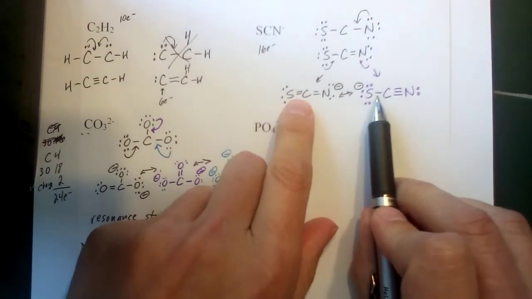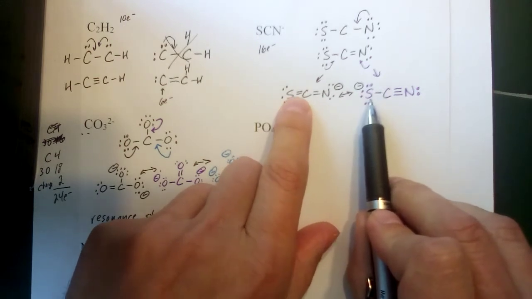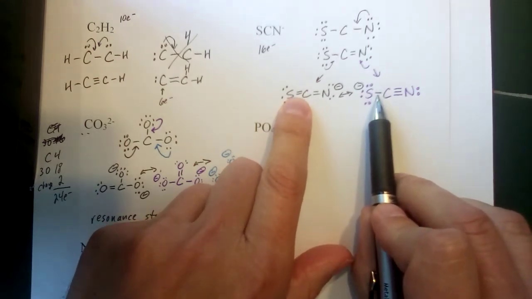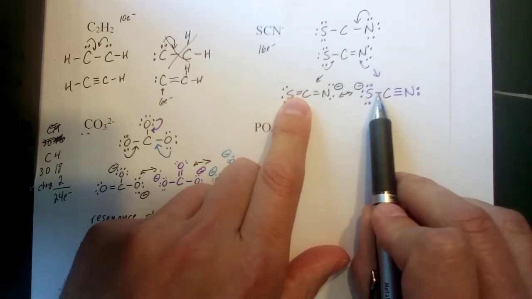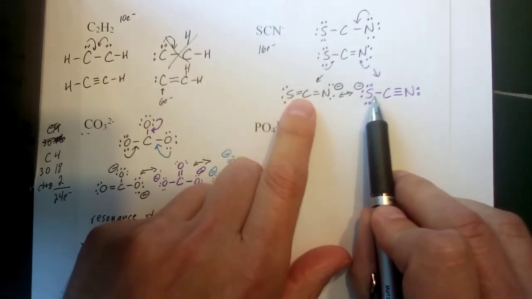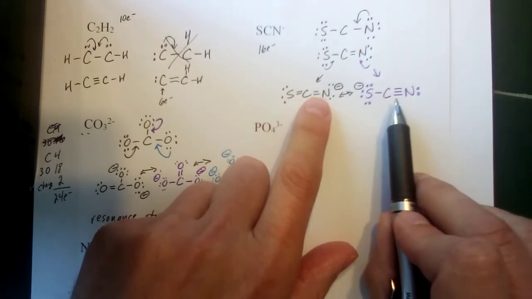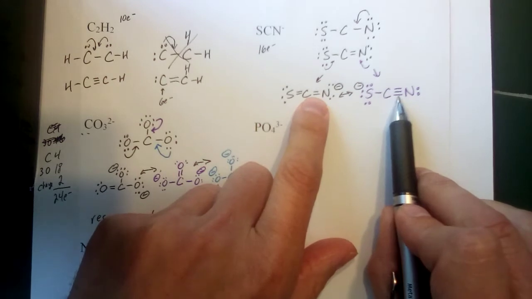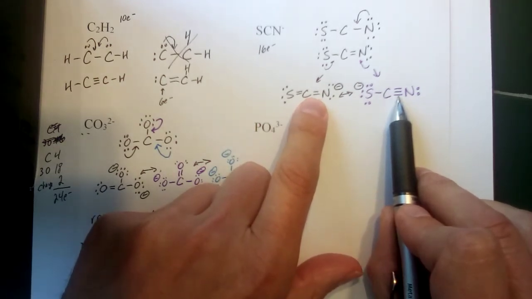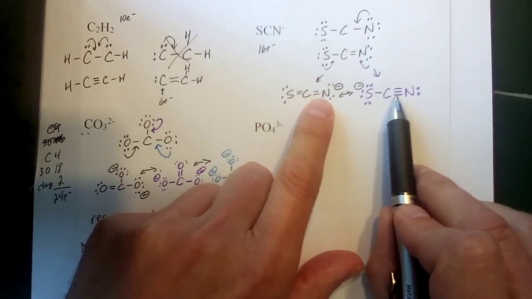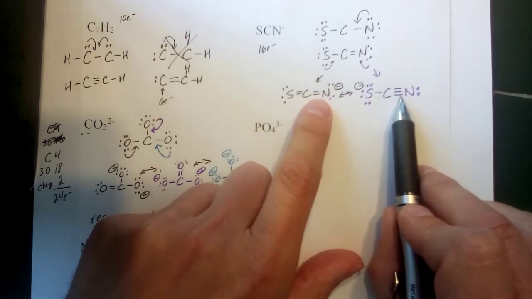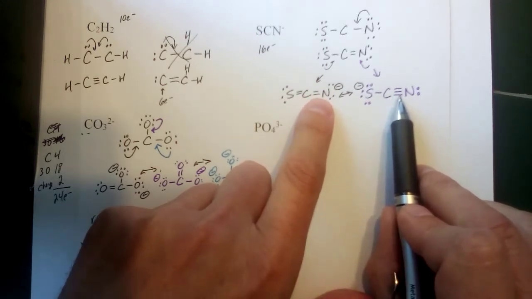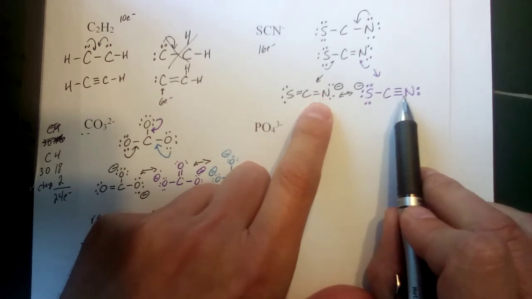Right? The sulfur-carbon bond, there's a double bond in one structure, a single bond in another. That's 3 bonds spread over 2 structures. That's an average of a bond and a half. So there's really a bond and a half between the sulfur and the carbon in thiocyanate. The nitrogen-carbon bond, it's a double bond in one structure, a triple in another. That's 5 spread over 2 structures. That's an average of 2.5. So there's 2.5 bonds between the carbon and the nitrogen in the actual structure of the ion.